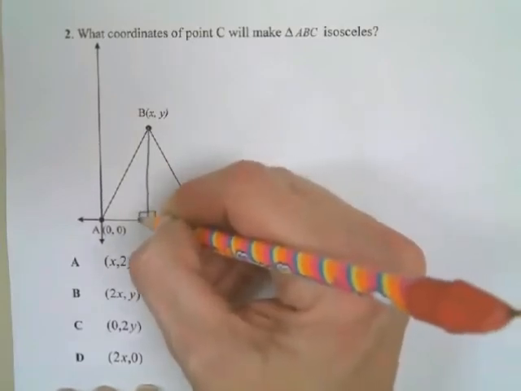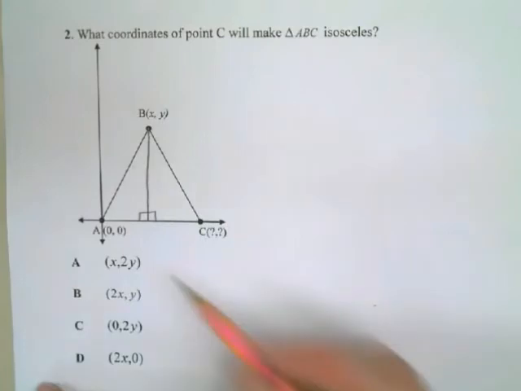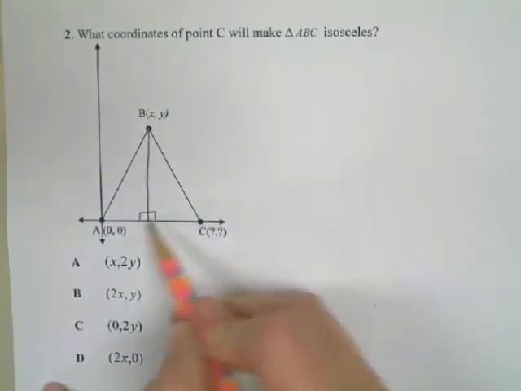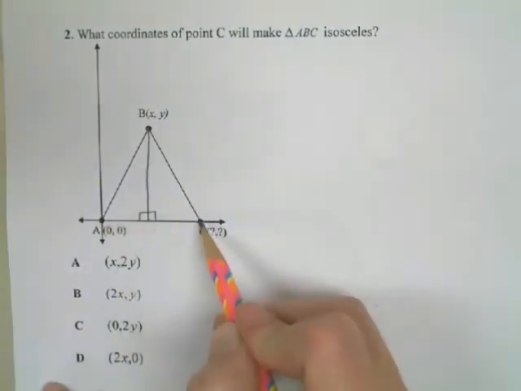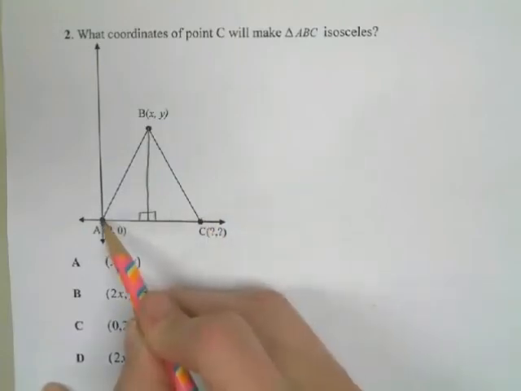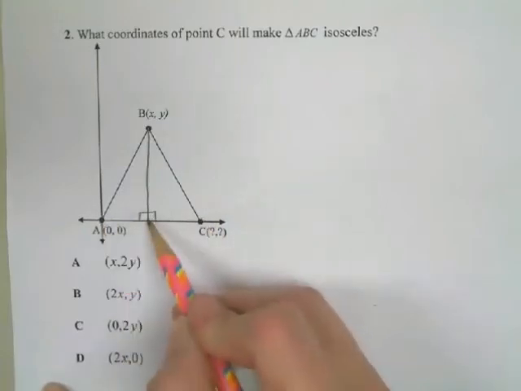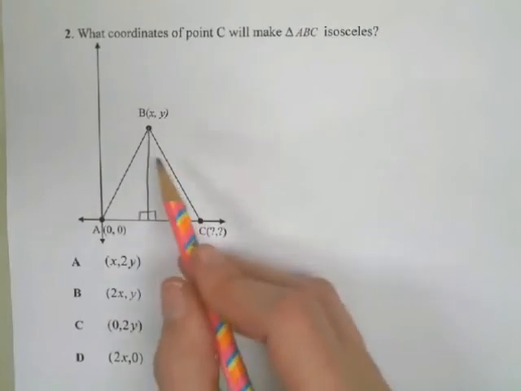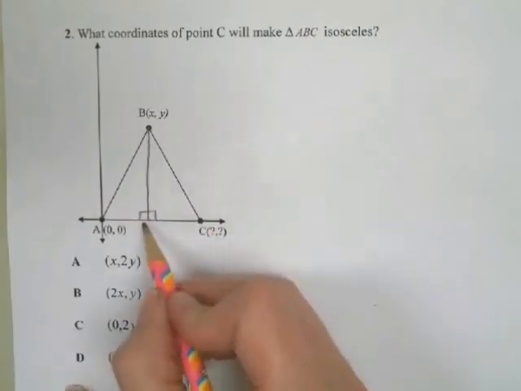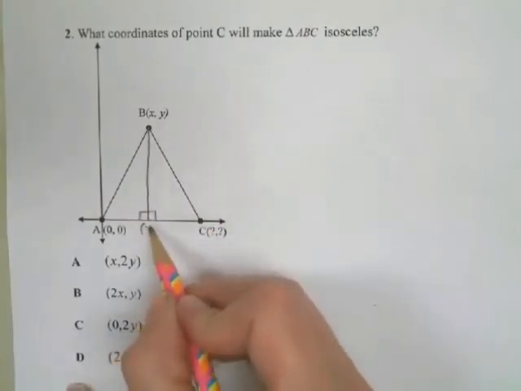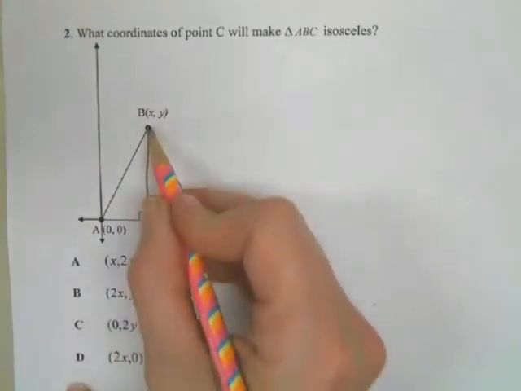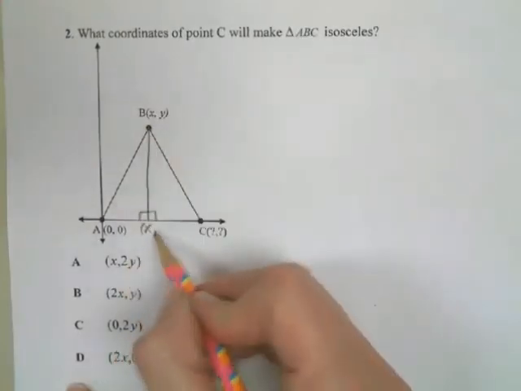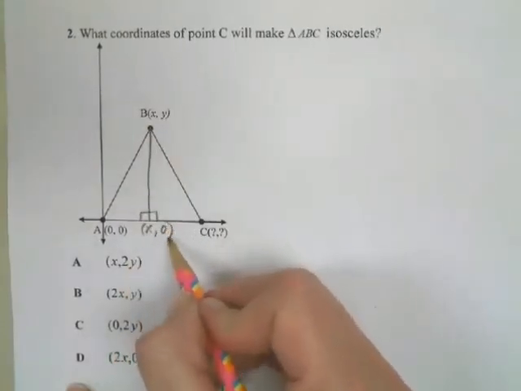If I draw in a perpendicular to the base, it actually hits at the midpoint of that base. We want to know the coordinates of point C. We know that A is at the origin. We know that this is at the midpoint. So we want to figure out how far it would be to point C. Well, let's write the coordinates of this midpoint. It would be x, because it's the same as this point B, comma 0.